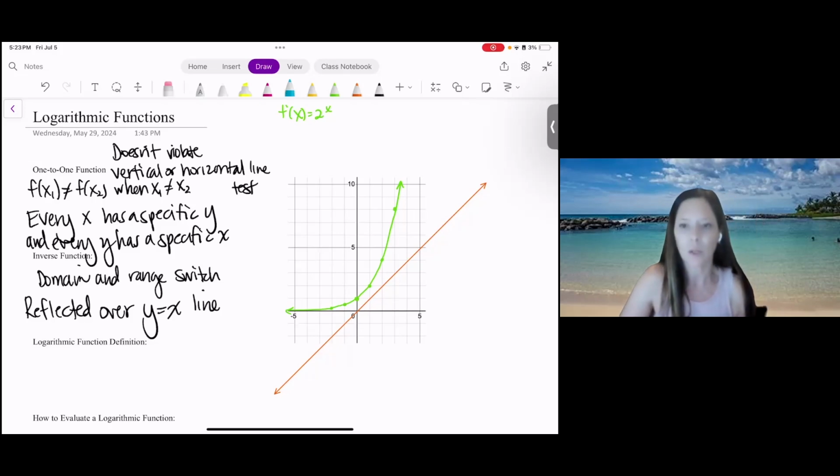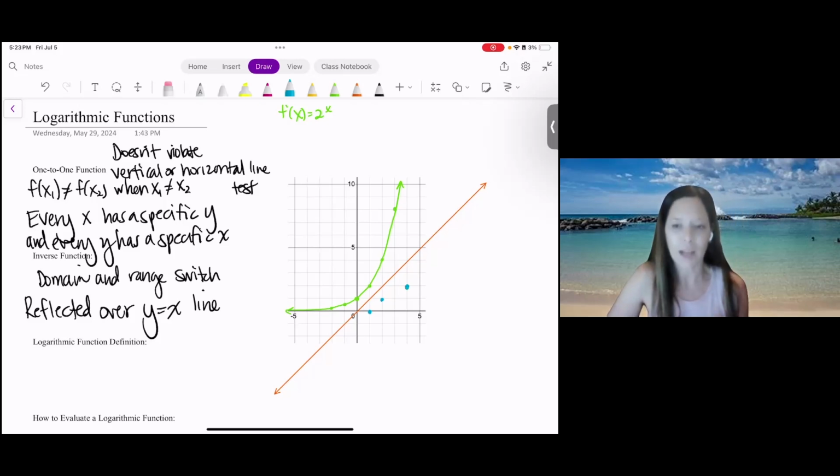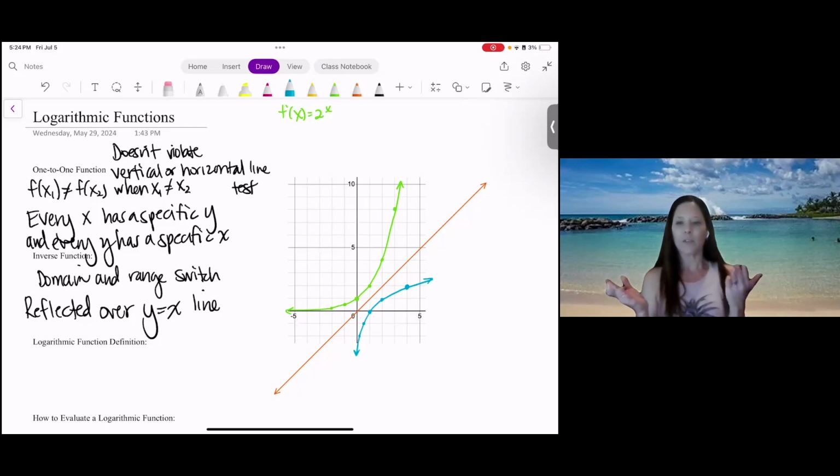Instead of (0, 1), we're going to get (1, 0). Instead of (1, 2), we're going to have (2, 1). Instead of (2, 4), we're going to have (4, 2). Instead of (-1, 1/2), we're going to have (1/2, -1). And instead of (-2, 1/4), we're going to have (1/4, -2). And if you imagine folding the paper across that orange line, you see that the blue and the green graphs actually do line up.